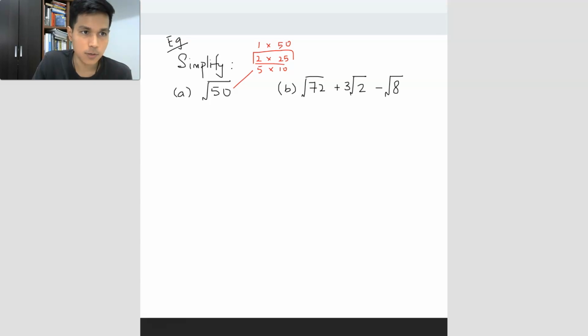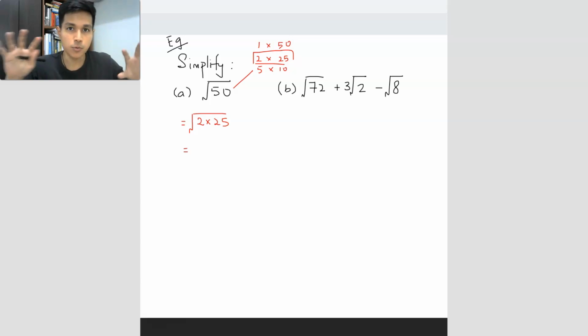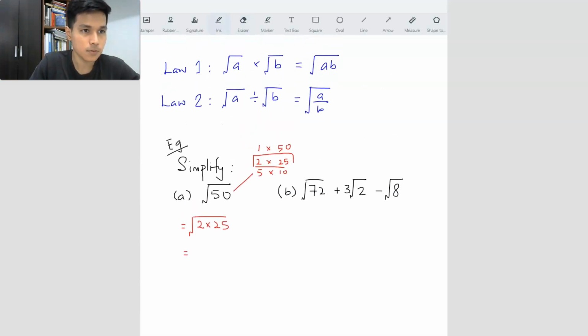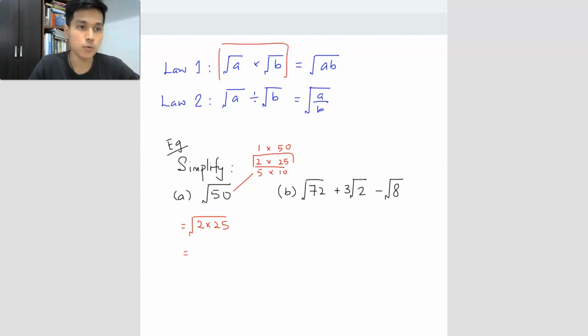Why? Because from here, 2 times 25, I can actually square root the 25. So I can make it in a simpler form. So let's say I'm going to break this. It becomes 2 times 25. Correct? 2 times 25 is 50. Remember I told you when you multiply two values, you put them together, so you can also break them. This is based on the first law. When you multiply, you can put them together, and it also works the other way. So that means if they are together, you can break them apart separately. That's what we are going to do here.